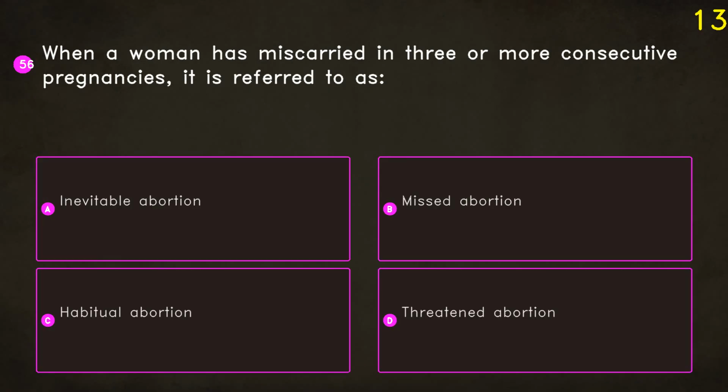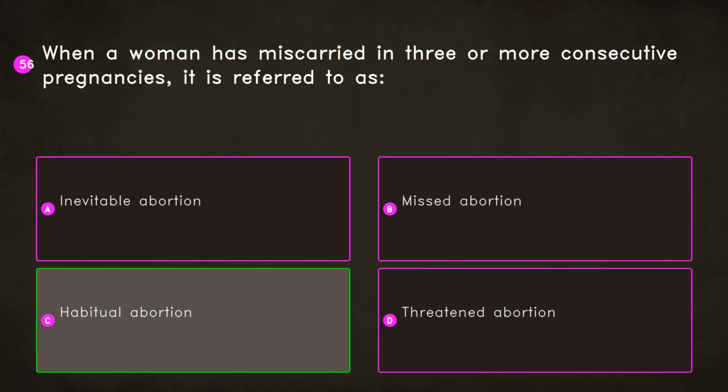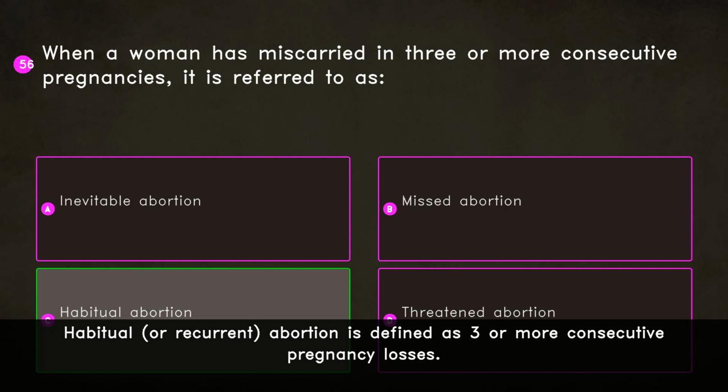Question 56. When a woman has miscarried in 3 or more consecutive pregnancies, it is referred to as A. Inevitable abortion, B. Missed abortion, C. Habitual abortion, D. Threatened abortion. The correct answer is habitual abortion. Habitual, or recurrent, abortion is defined as 3 or more consecutive pregnancy losses.